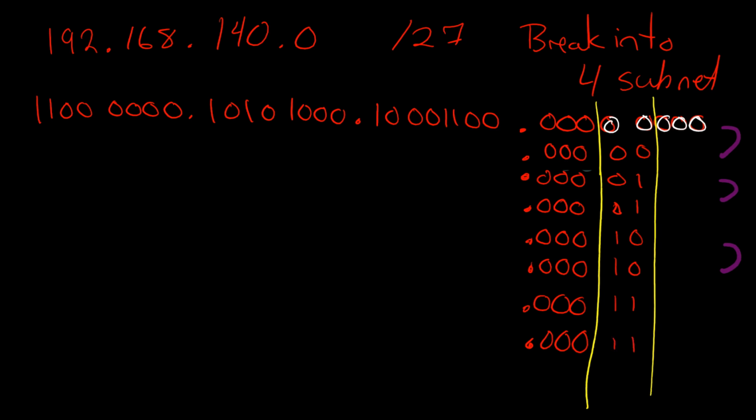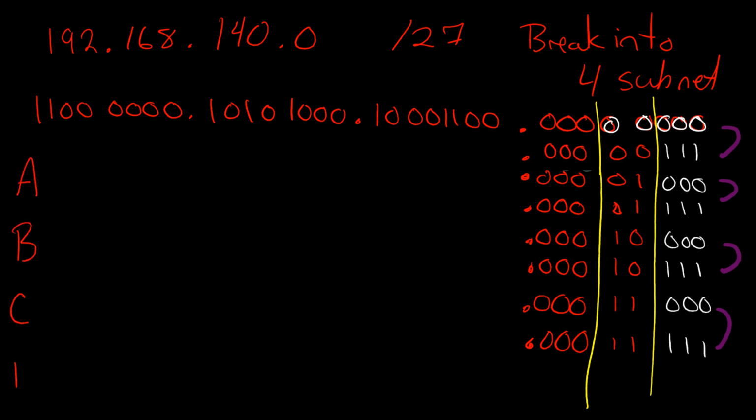And I'm going to fill in the host bits. Broadcast host bits are all 1s, network host bits are all 0s, broadcast are all 1s, network are all 0s, broadcast are all 1s, network are all 0s, broadcasts are all 1s. Okay. So we're going to quickly convert this over to denary. So we have A, B, C, and D. We have a network address and a broadcast address for each.